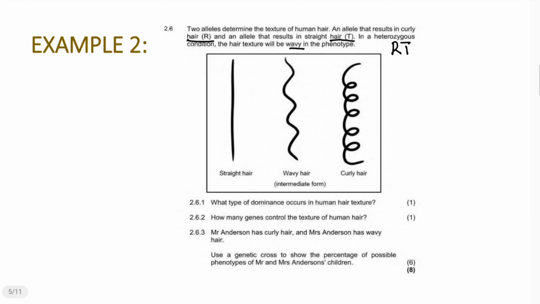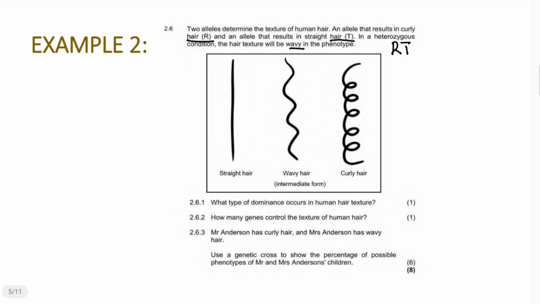Let's try to answer the questions. 2.6.1, what type of dominance? Incomplete. How many genes control the texture of human hair? When the question asks how many genes control a particular trait, the answer is always 1.